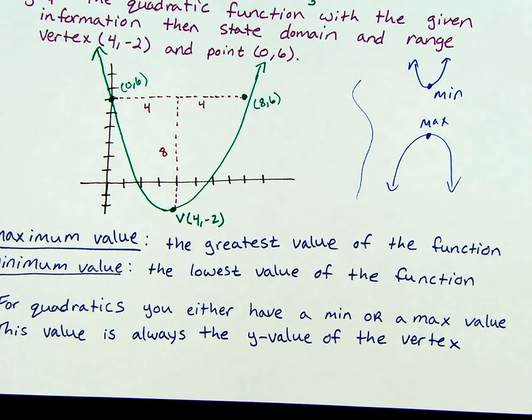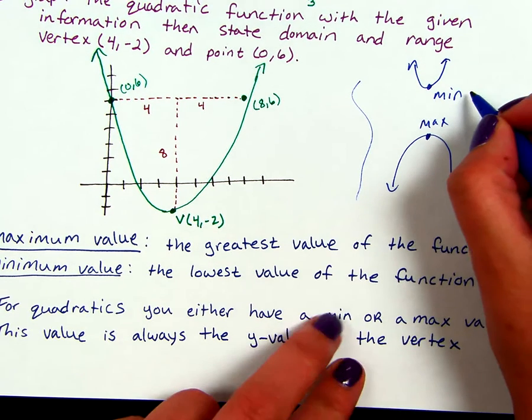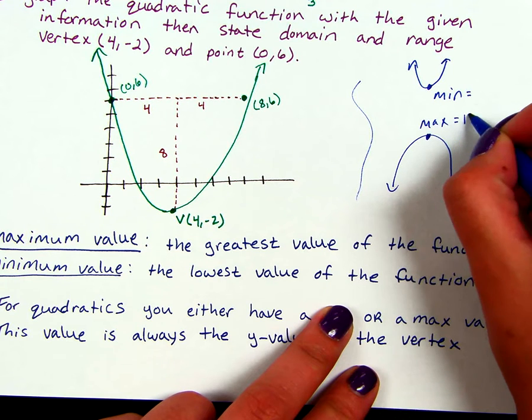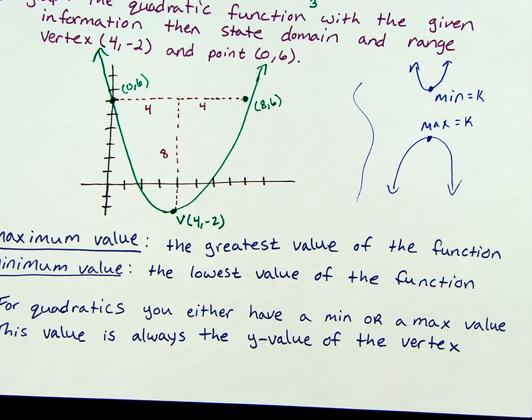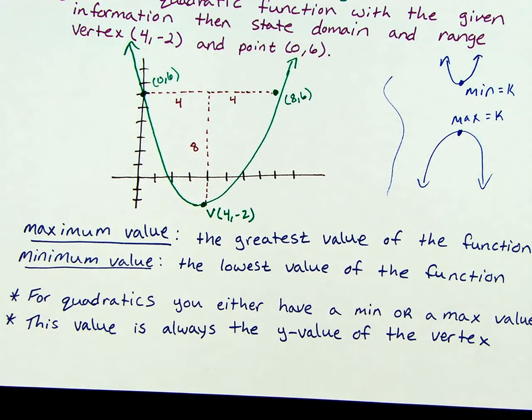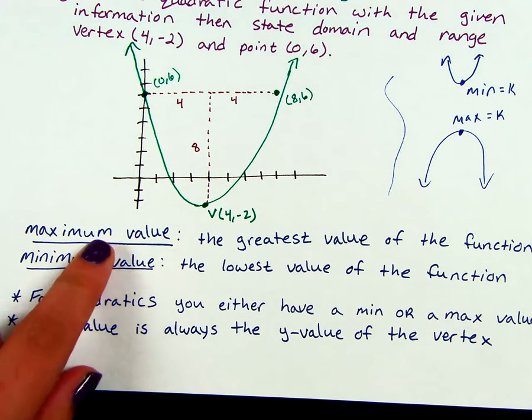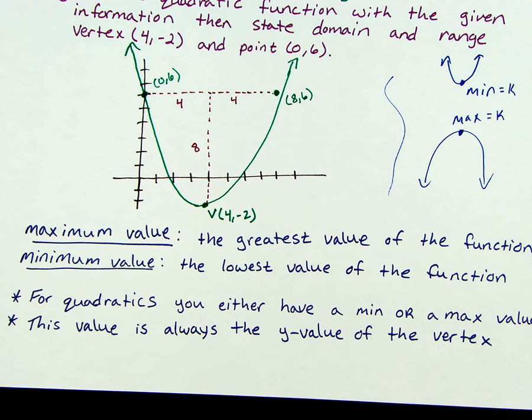And we care about the y value at that. So whenever we're talking about the min or max value, we're talking about whatever the k value of our vertex is. So again, the maximum value is when our graph opens upside down, and the minimum is when it opens up, and it's always the k value of the vertex.